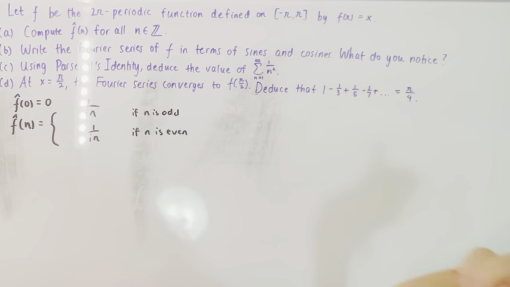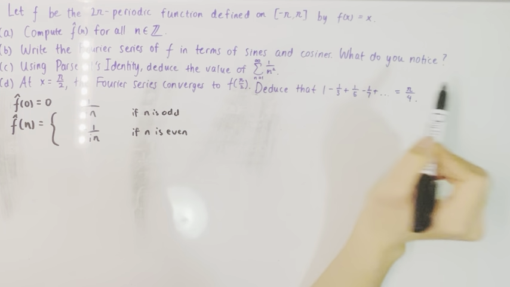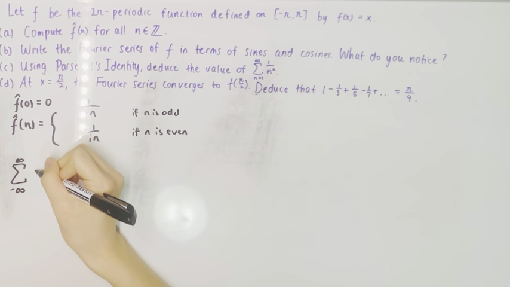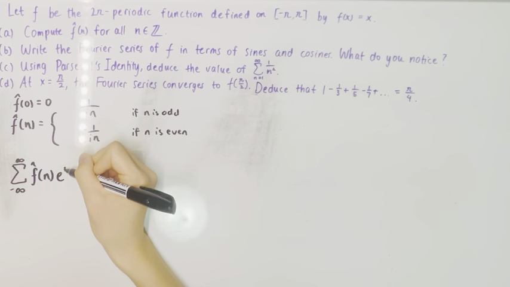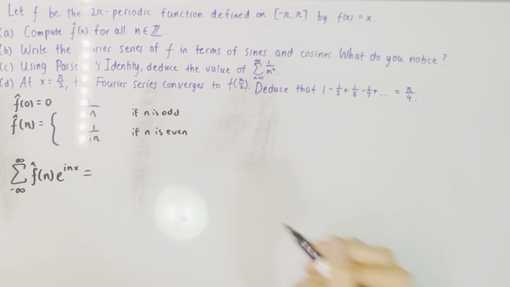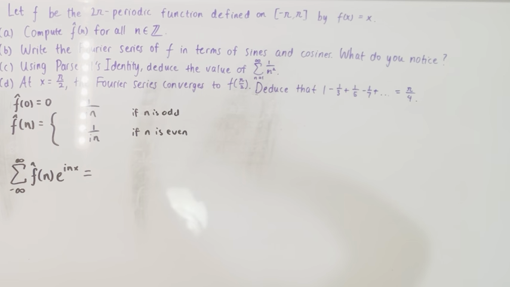Alright, so welcome to part B. Let's write the Fourier series of f in terms of sines and cosines. Remember, we got this from part A. So writing the Fourier series, remember that the formula is this. And let's just write out a couple terms and see what we notice.